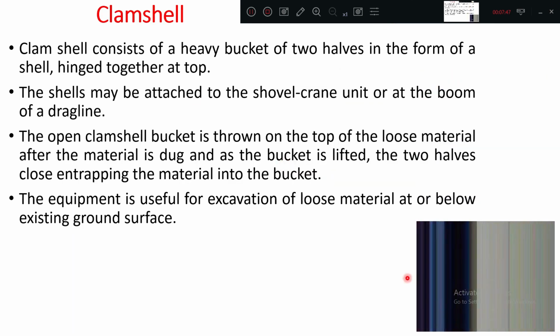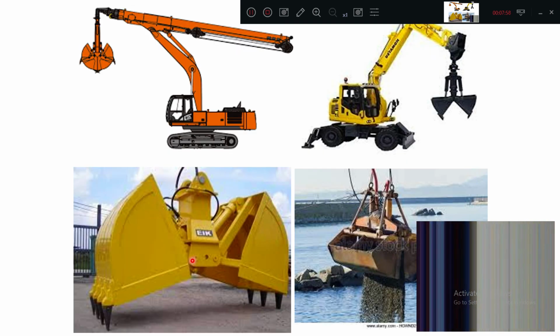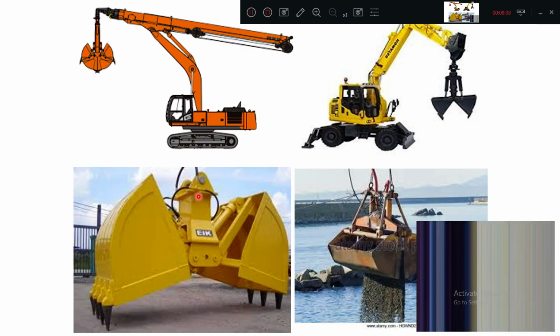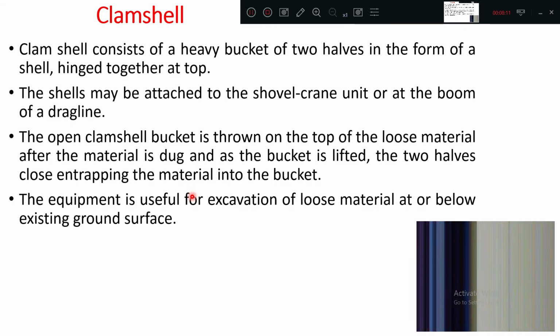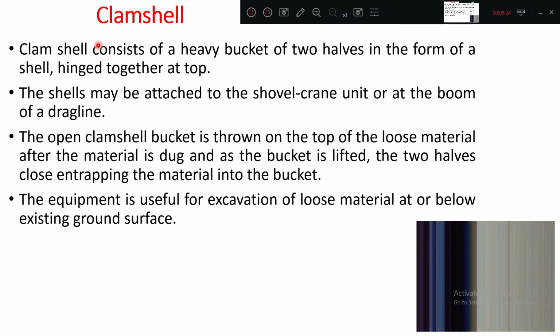Can you see this text? Clamshell consists of a heavy bucket of two halves. These are called one and two. The shells, two halves in the form of a shell, are hinged together at the top. Where is the hinge? This portion is called the hinge. The shells may be attached to the shovel crane unit or at the boom of the dragline. Wherever it's possible, it is attached to the boom. That is why it's called an attachment.